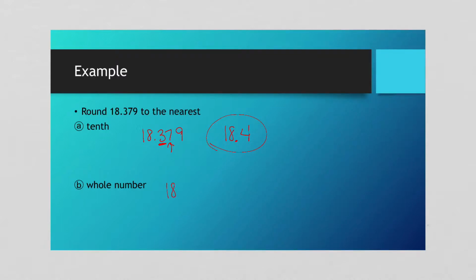Now if I want to round this to the nearest whole number, that means I want to round that 8. Either leave it alone or round it up. But I have to look at this 3 to determine that. Since that 3 is less than 5, I just drop everything. So the nearest whole number is 18.